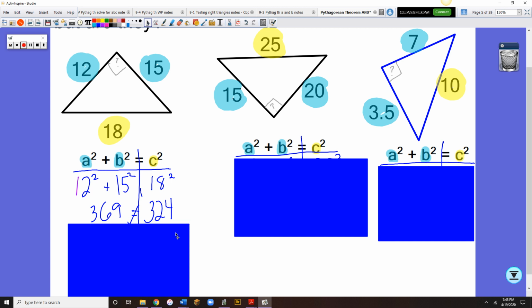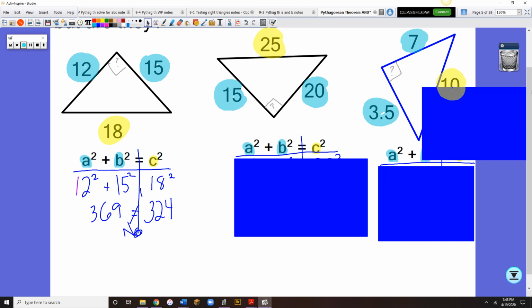12 squared and 15 squared make 369. 18 squared is 324. They are not equal. So that is a no.